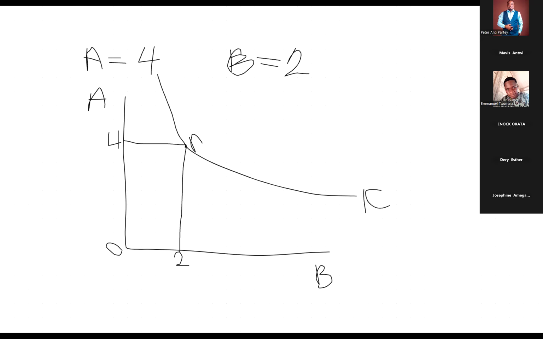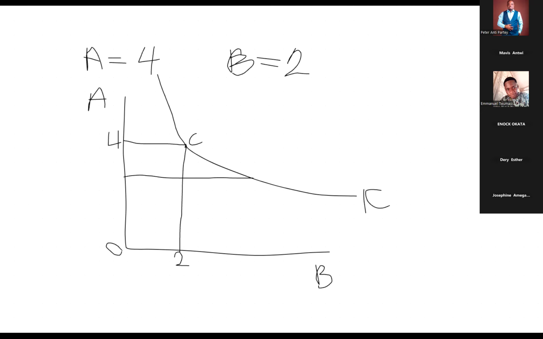Okay, let me use another thing. So you can say that this is point C. So point C is a point of satisfaction indicating that the individual is indifferent in the consumption of apple and banana. Right. Now, we can have another point of satisfaction here.